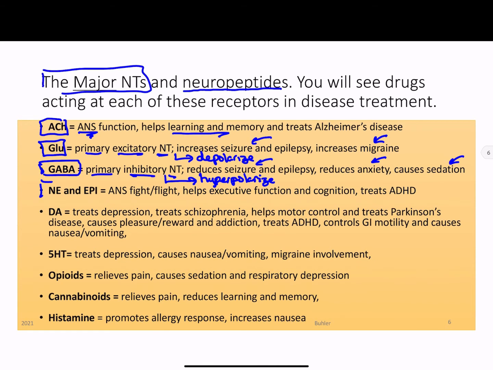Our next ones are norepinephrine and epinephrine. And what I want you to know is, here, let me draw it up here. Norepinephrine is the same thing as noradrenaline, and epinephrine is the same thing as adrenaline.